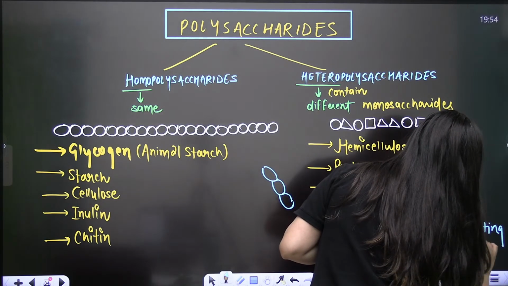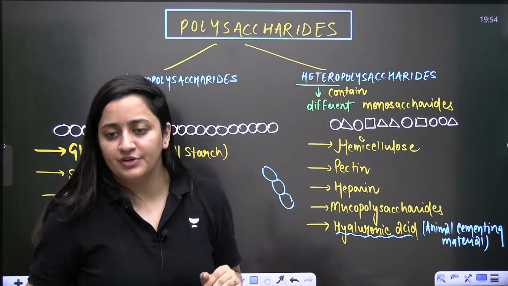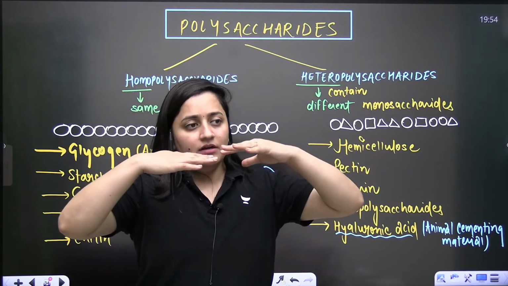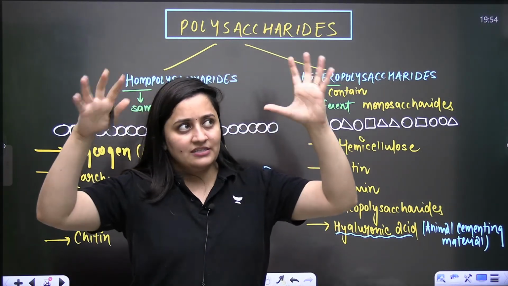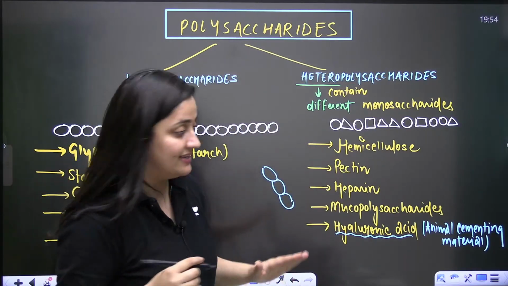What is it? It is animal cementing material. So basically it is going to help in the joining of the different cells together, and it is good for the vital beauty as well. And yes, you know that extracellular matrix and all that. Basically it is for the cementing, it is for the joining, your hyaluronic acid, right?